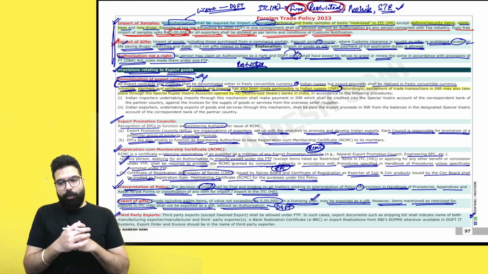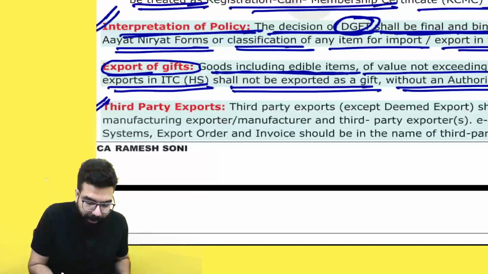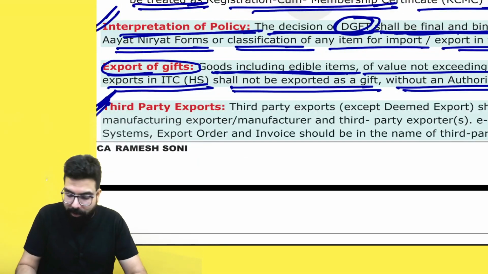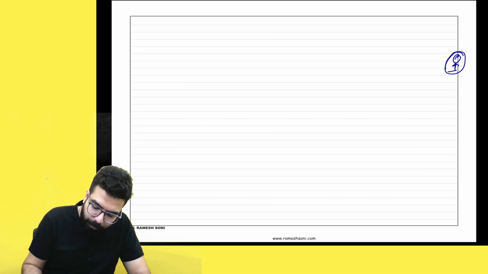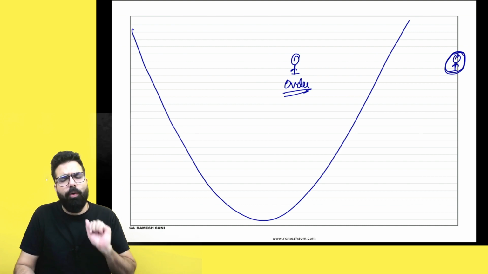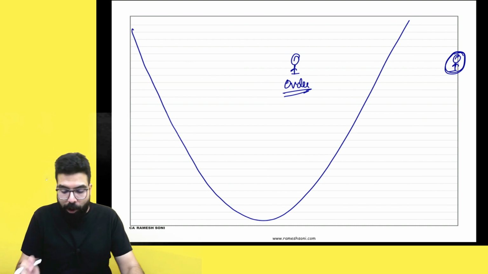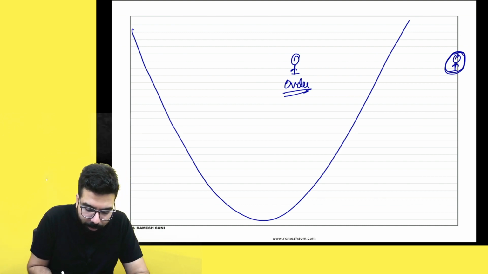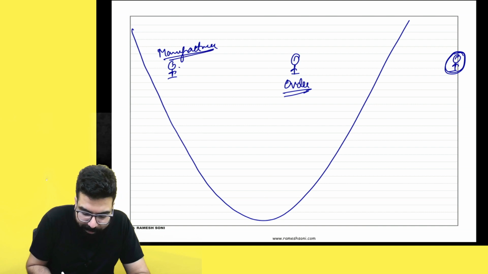Okay, let's continue. Now we are going to talk about third party export. What happens in third party export? Supposing we have one person who wants some goods outside India. We have one person in India who has got the order, but to execute the order, he doesn't have the goods. So what will he do? He will talk to some exporters, might be a manufacturer. He will tell the manufacturer, sir, can you please give me the goods? I will fulfill the order.